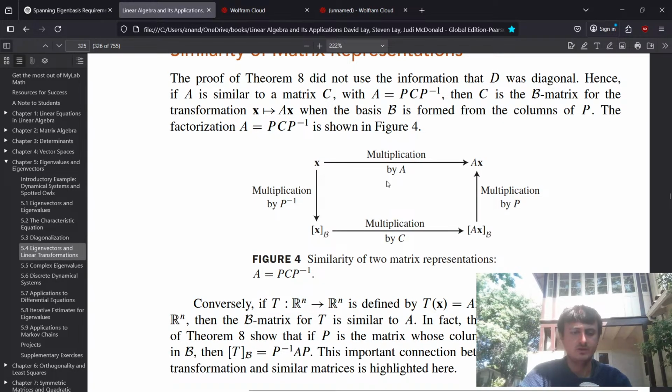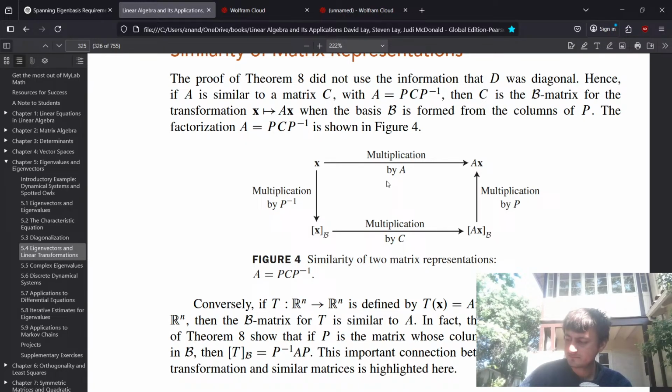That's cool. Oh wait, did I switch it back over? Yeah, I did. Okay. The proof of theorem 8 did not use the information that D was diagonal. Hence, if A is similar to C, then C is the B matrix. So we've got to get used to that terminology. The B matrix means some transformation, some linear map, relative to a basis. All right, this section is going to take a while because it's pretty dense and definitely important.